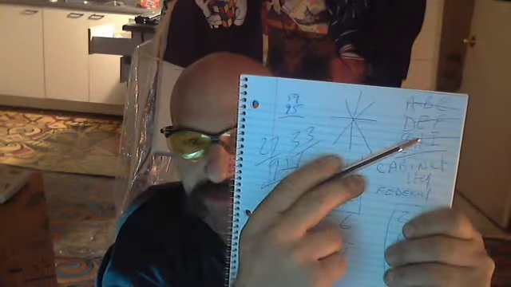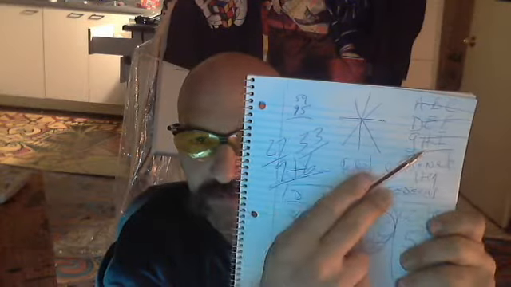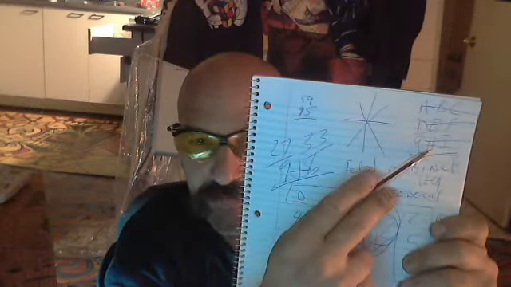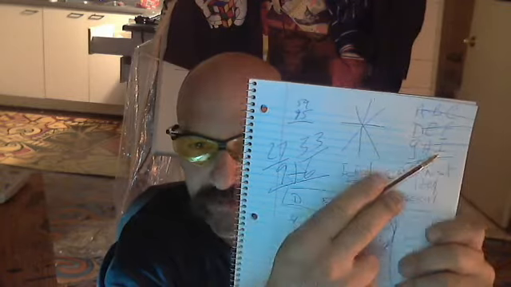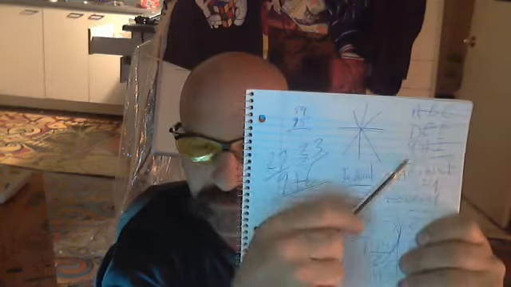6, 15, 24 equals 45. 4 and 5 is 9. Now we're going to go 12, 15, 18. 12 and 15 is 27. And 18 is 45. So now that we did this, this, and this, this, this, and this, now the cross angles.